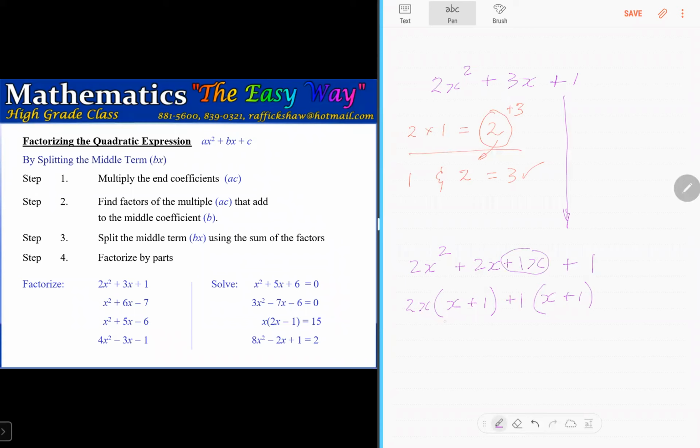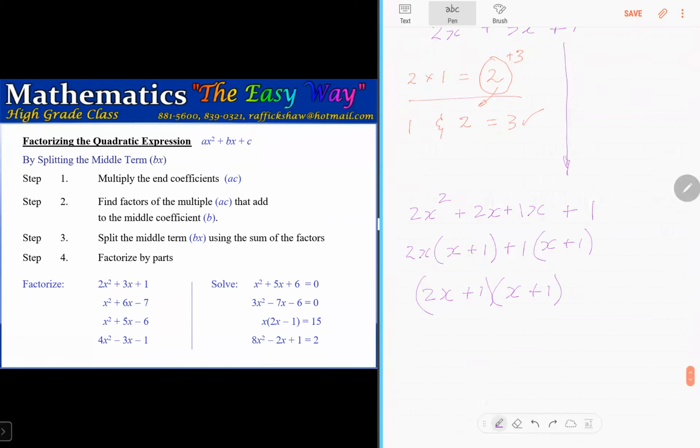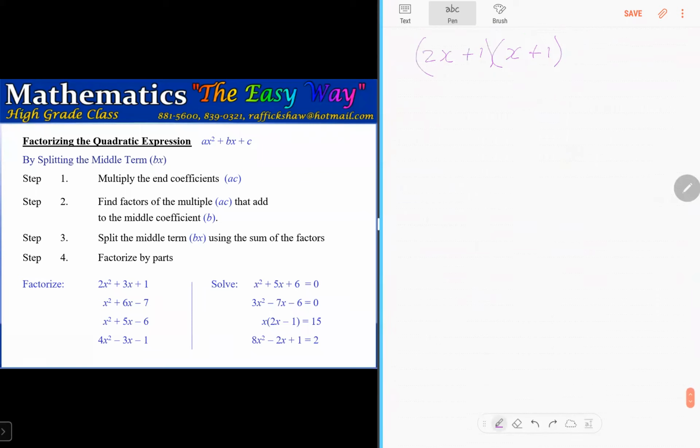And then what happens now? The x plus 1 becomes a common factor in this line. So you get 2x plus 1 times the common factor of x plus 1. If you don't understand from this one, don't worry about it. Let's do another example, one that I can demonstrate well.